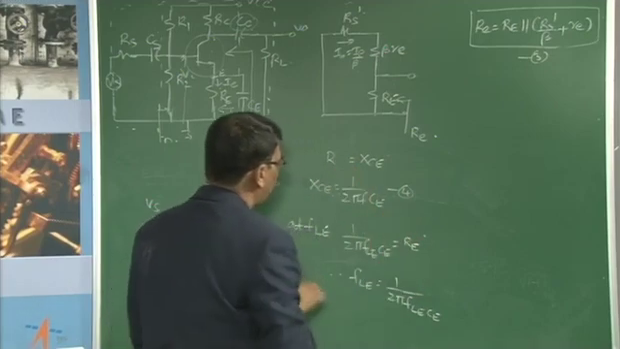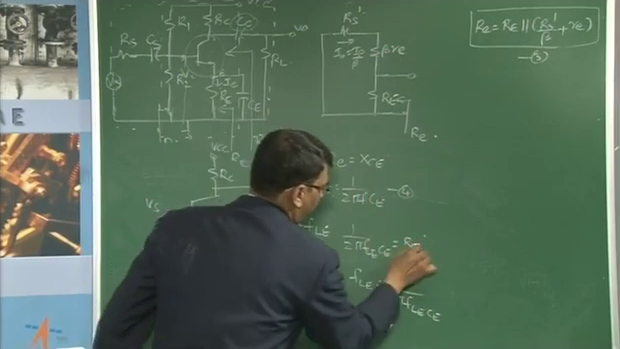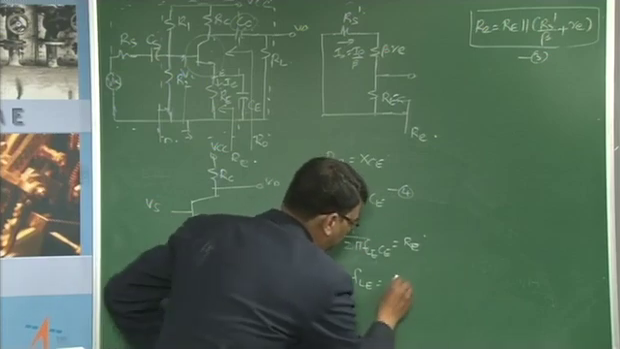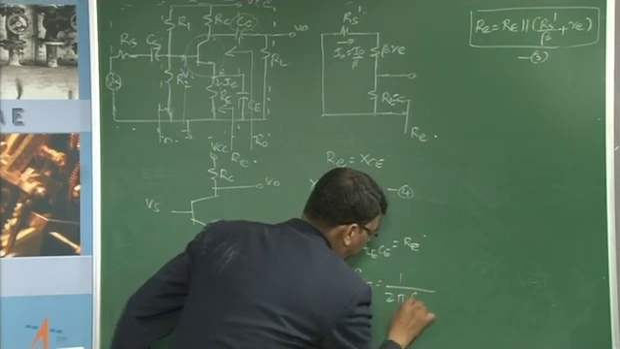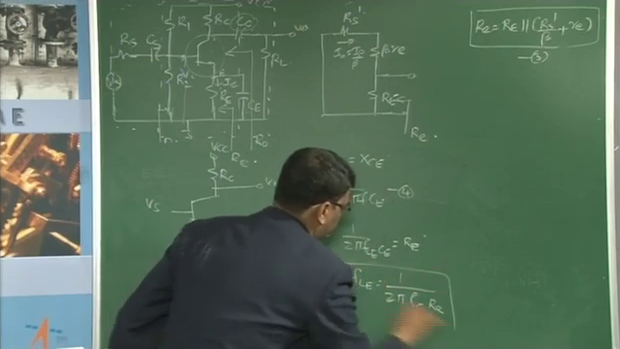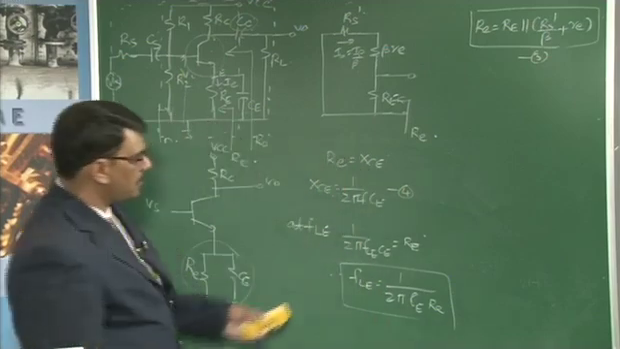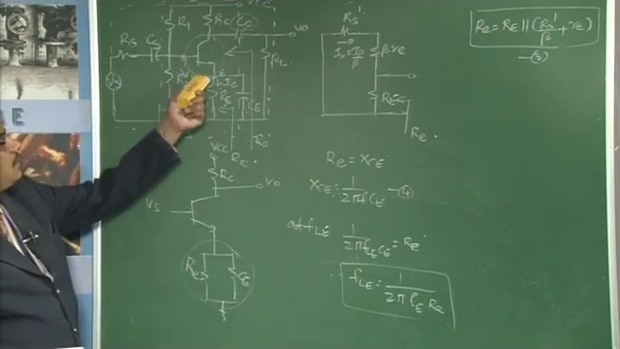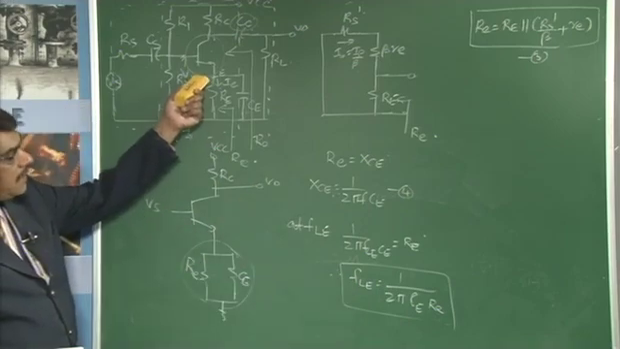This is R_E, small r_e. This resistance is given by 1 divided by 2 pi C_E into R_E. This frequency is also known as a lower cutoff frequency of the BJT amplifier.